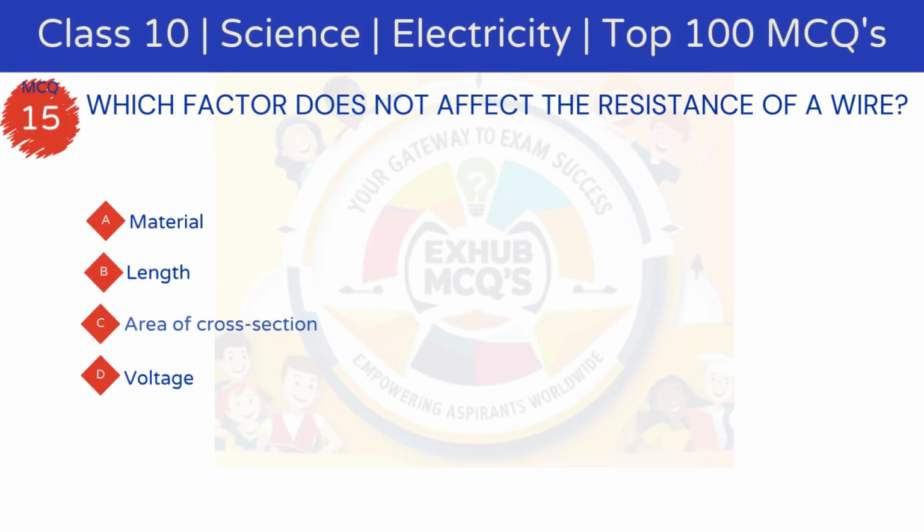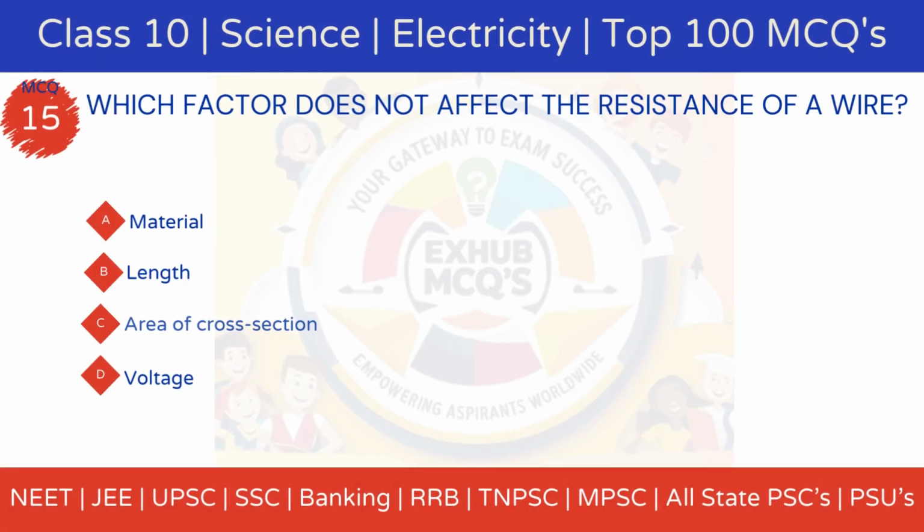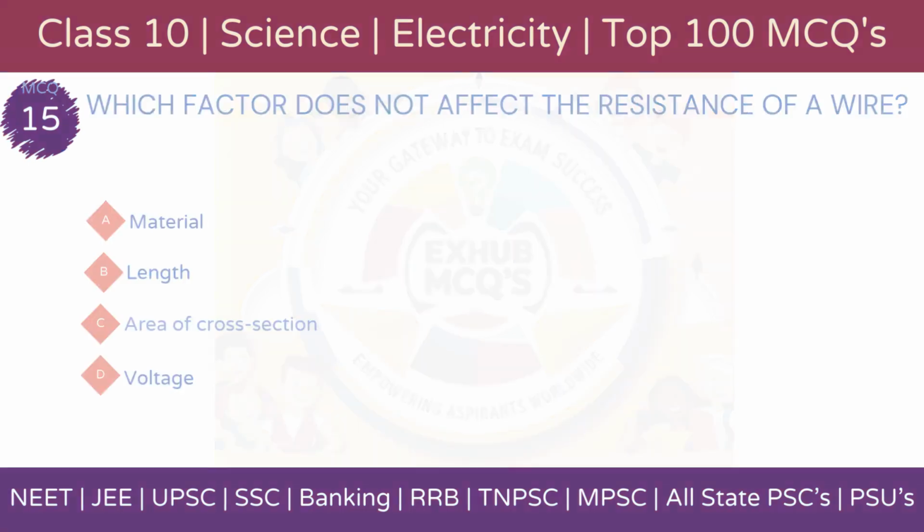MCQ 15. Which factor does not affect the resistance of a wire? Option A, material. Option B, length. Option C, area of cross-section. Option D, voltage.